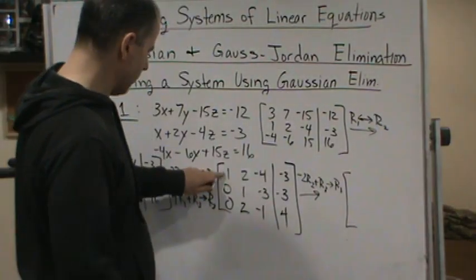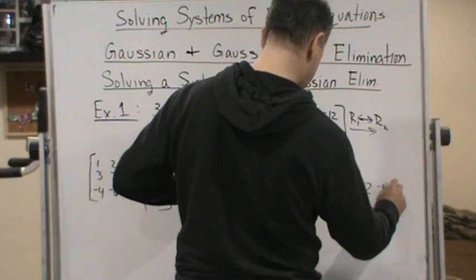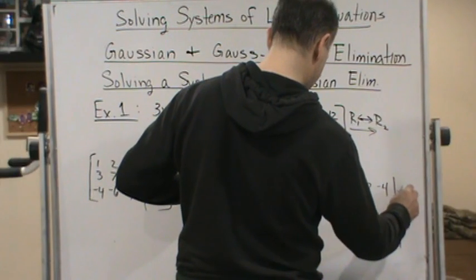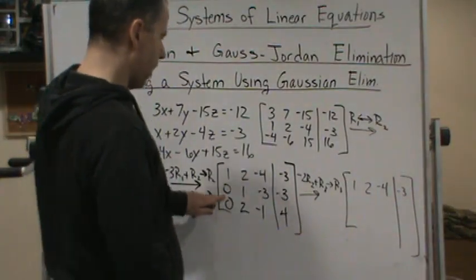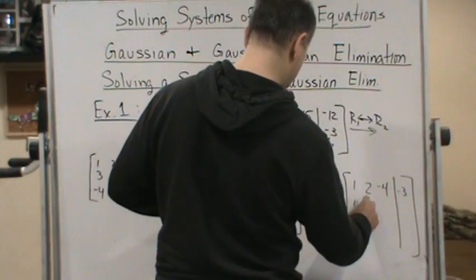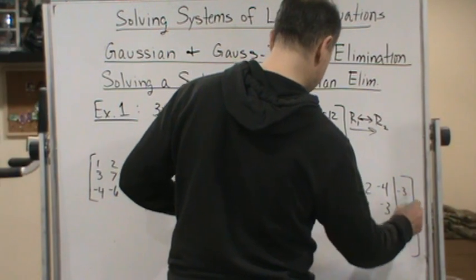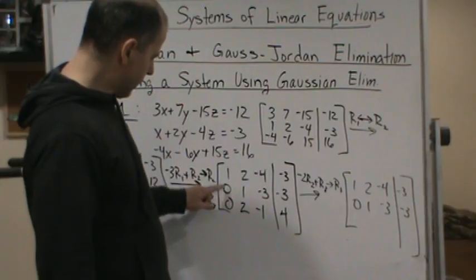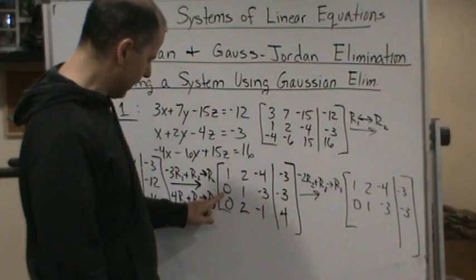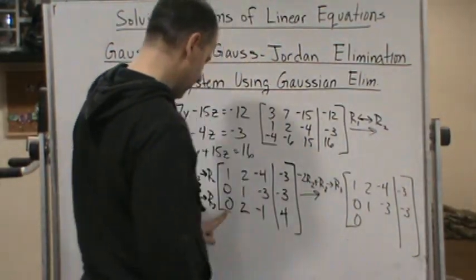Now, row 1 stays the same. So that's going to be 1, 2, negative 4, negative 3. Row 2 is also going to stay the same. So we get 0, 1, negative 3, negative 3. And now what happens? This is going to stay the same because 0 times anything is still 0 plus 0, 0, right? So that's going to stay.